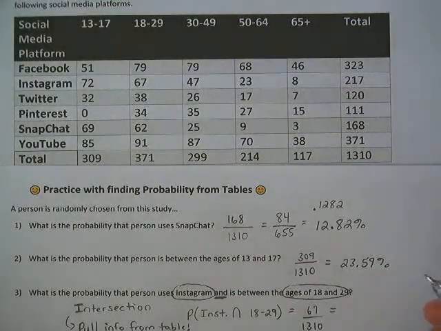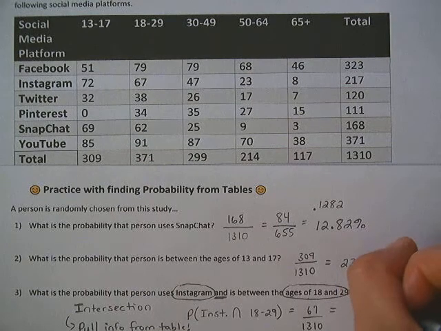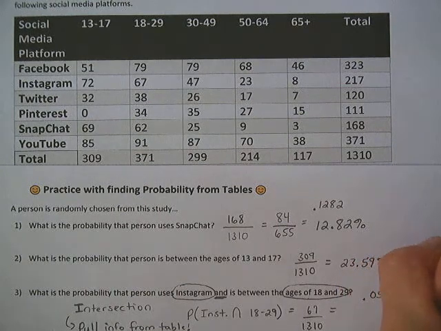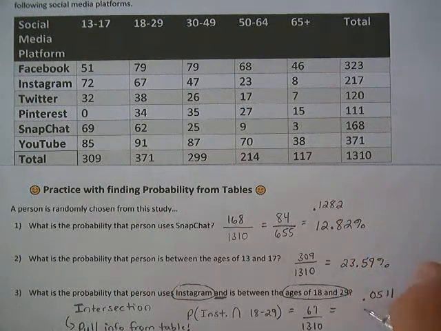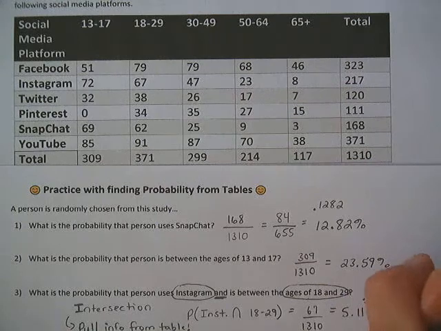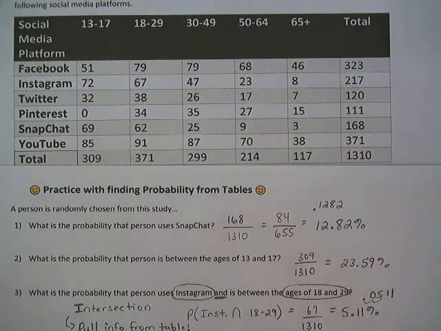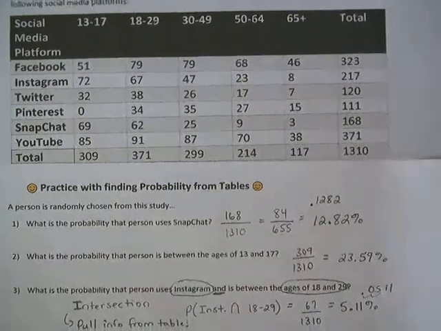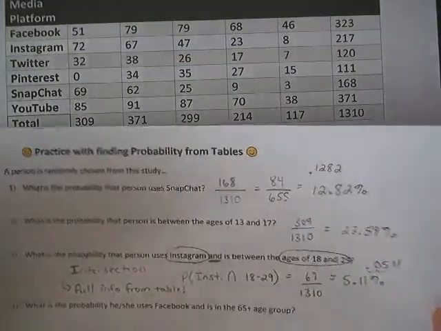And then again, we'll just type it in and get our percentage. So as a decimal, we get 0.0511. And so if we move that decimal 2 places to the right, or remember, you can multiply that times 100, you would get 5.11%. So there's 5.11% of these people in this study that used Instagram and were in that age group.